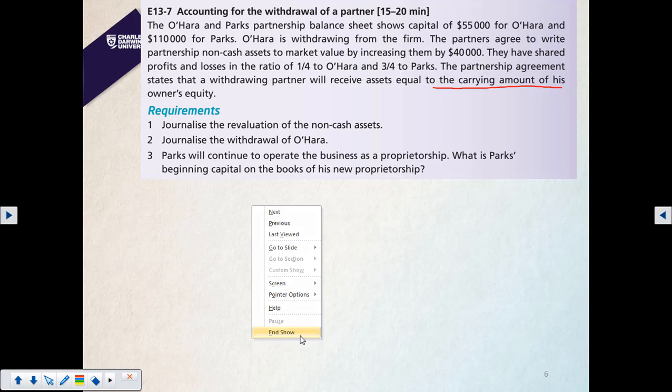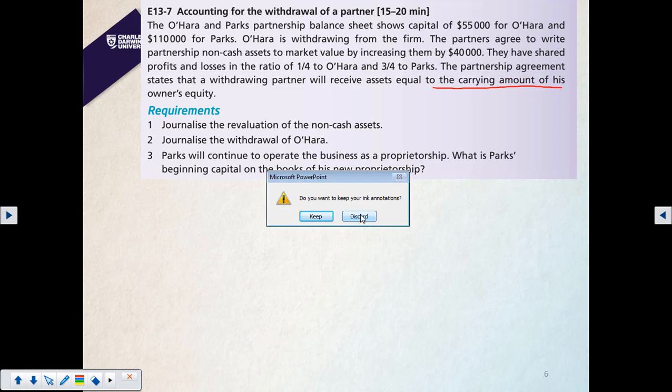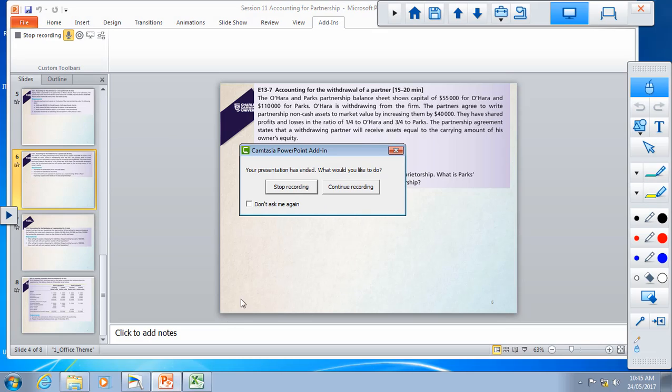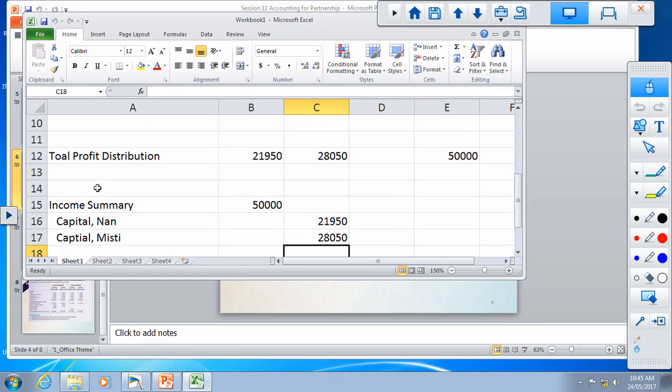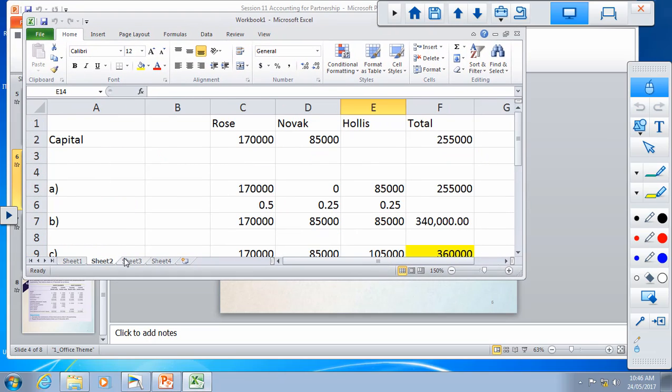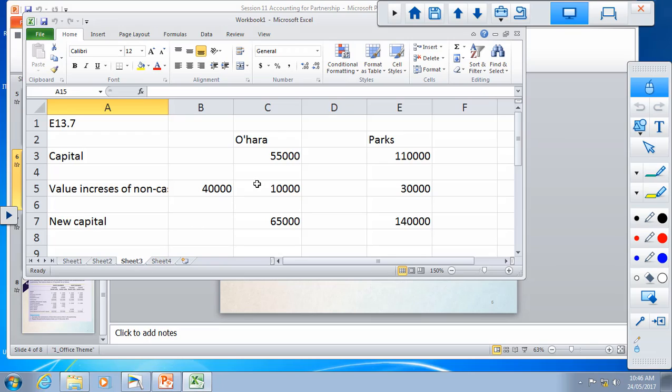Let's see. I think one piece of information is probably missing there. Capital is $55,000 and this. Okay, value increase of 40,000, right? And that is going to be distributed by what ratio? 1:3, right? So that is $10,000 and $30,000. So the new capital is going to be basically $65,000 and $140,000.